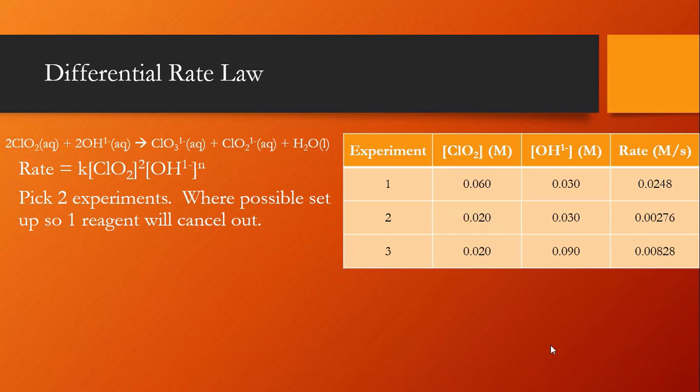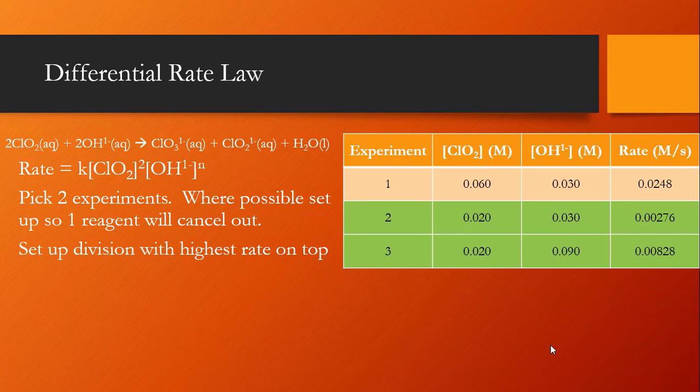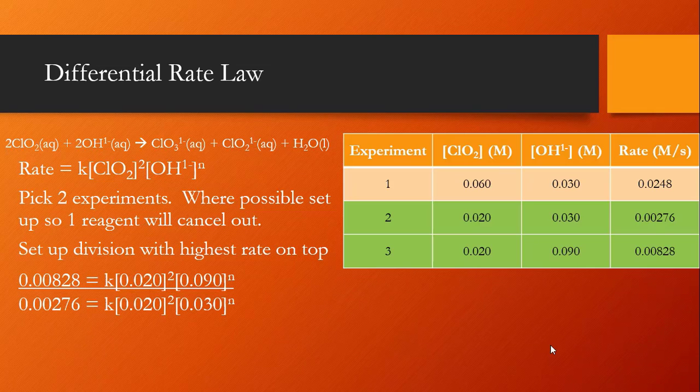We're going to pick 2 experiments. If it's possible, you try to make sure that the other reagent cancels out. That may not be possible, but that's okay. Here we'll pick the bottom 2. We set up our divisions of the rate expressions, putting the higher rate on top, and now it looks like this, and you can see that the k's cancel out and the 0.020 squared cancel out. When you do the math with what's remaining, you get 3 equals 3 raised to the n. So n must equal 1.